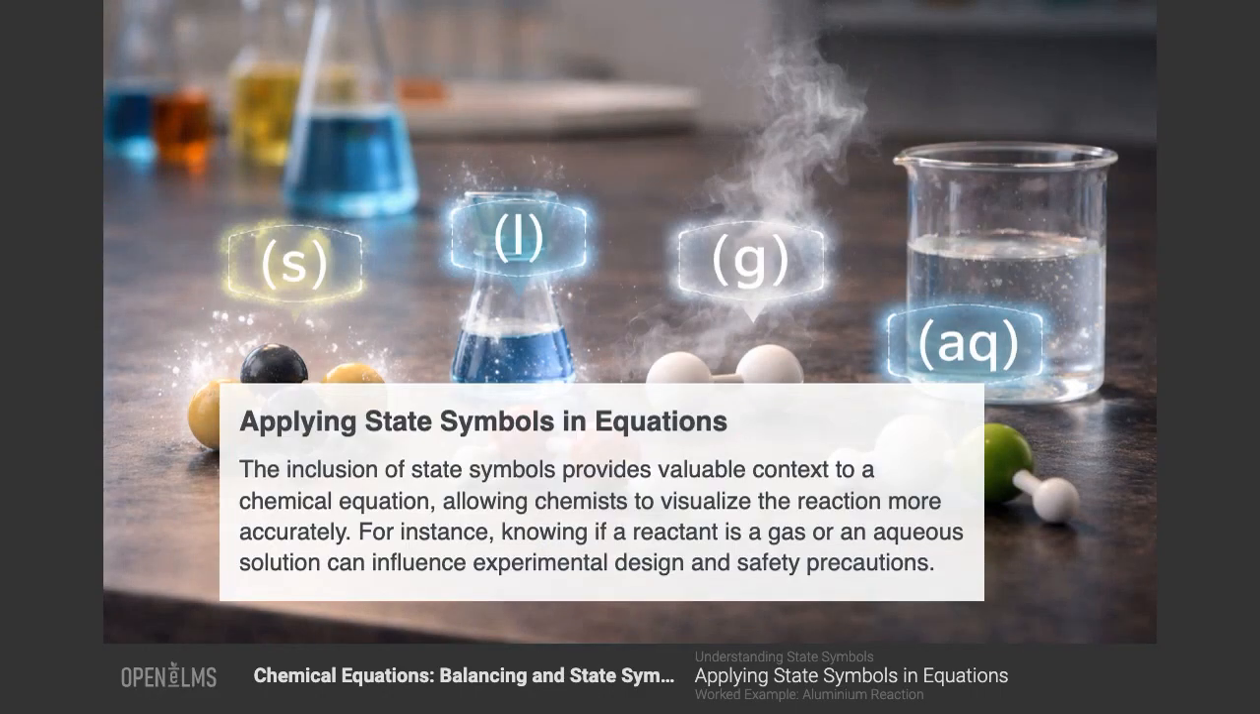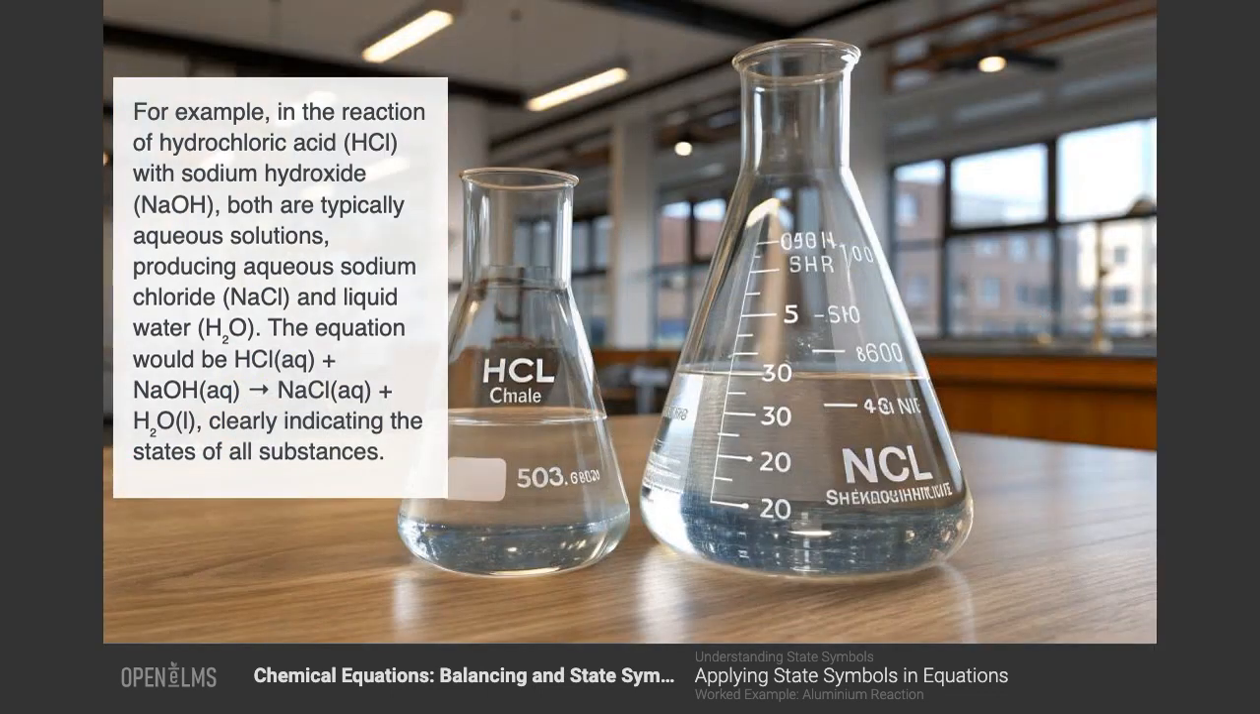Applying state symbols in equations. The inclusion of state symbols provides valuable context to a chemical equation, allowing chemists to visualize the reaction more accurately. For instance, knowing if a reactant is a gas or an aqueous solution can influence experimental design and safety precautions. For example, in the reaction of hydrochloric acid, HCl, with sodium hydroxide, both are typically aqueous solutions, producing aqueous sodium chloride and liquid water, H2O. The equation would be HCl(aq) plus NaOH(aq) gives NaCl(aq) plus H2O(l), clearly indicating the states of all substances.